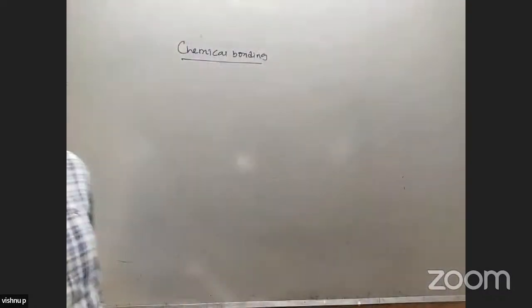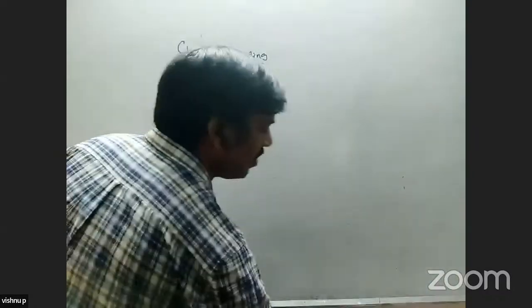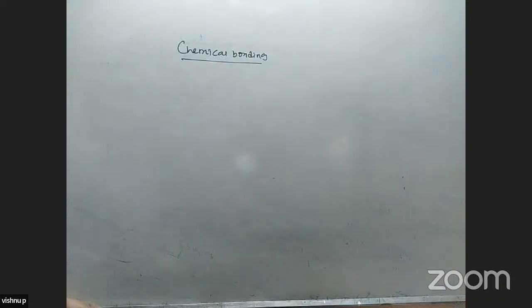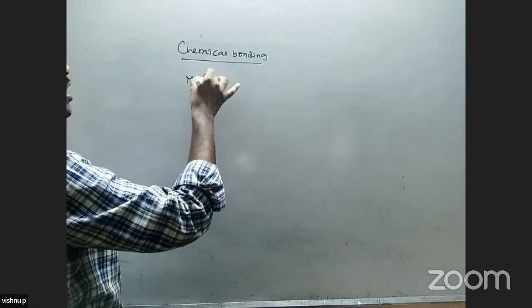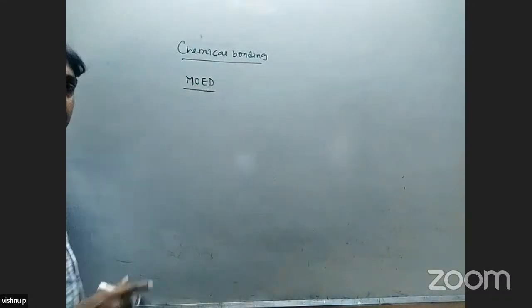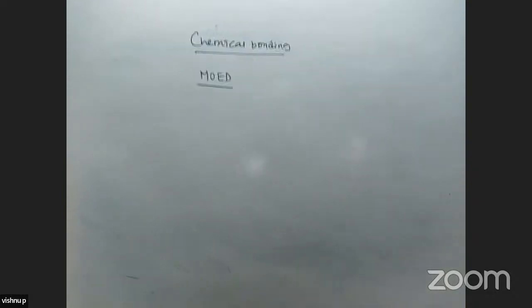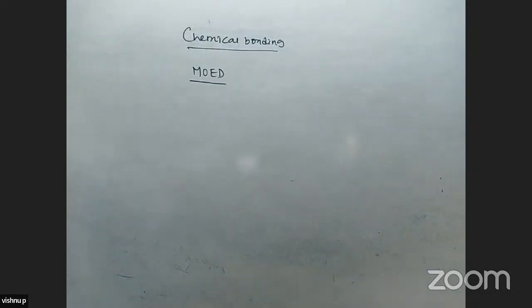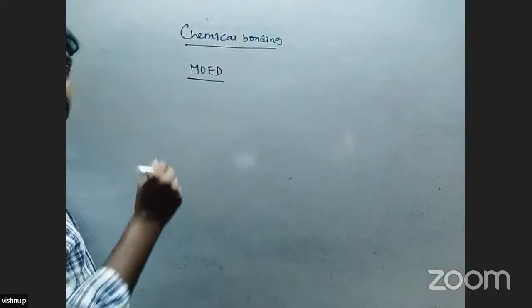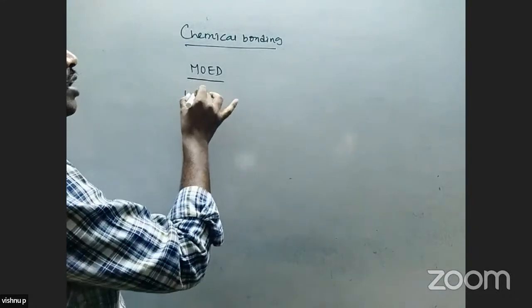Good morning, students. Last class, a few topics in chemical bonding were completed, and hydrogen bonding was also completed. Next, one more important concept is MOED, the molecular orbital energy level diagram. Here, electronic configuration is important.